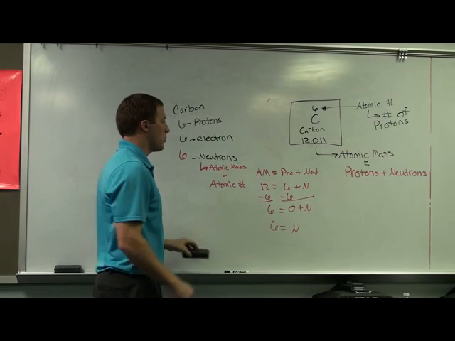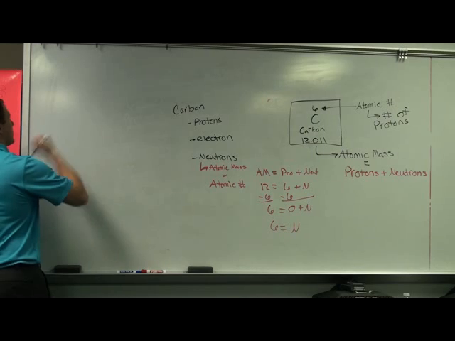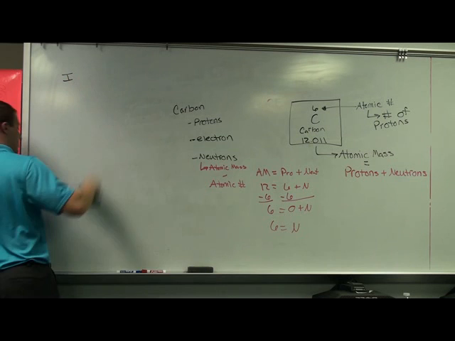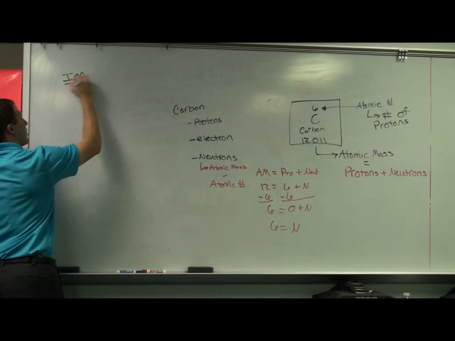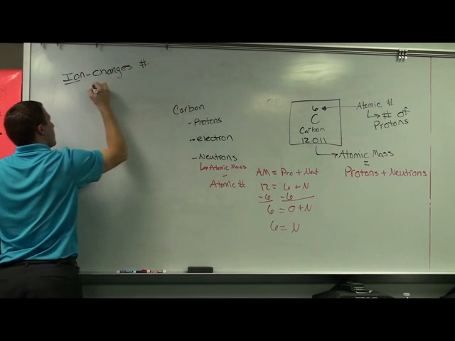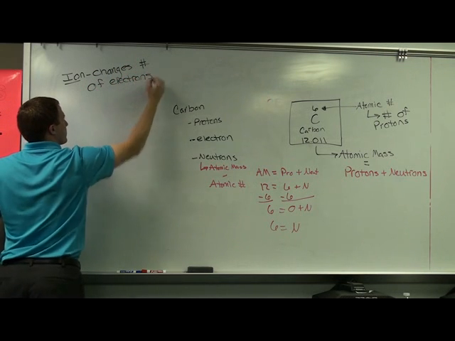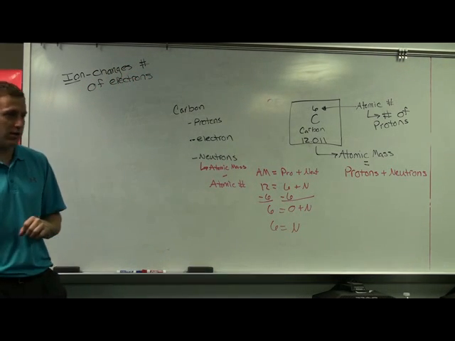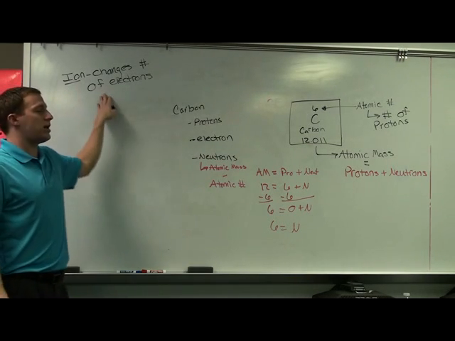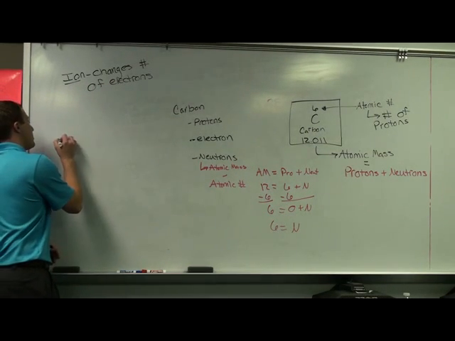Now, the next two words you need to know are isotope and ion. Let's do ion first. An ion changes the number of electrons. Can we change the number of electrons without changing the atom? Yes. Okay, so an ion changes the number of what? Electrons.